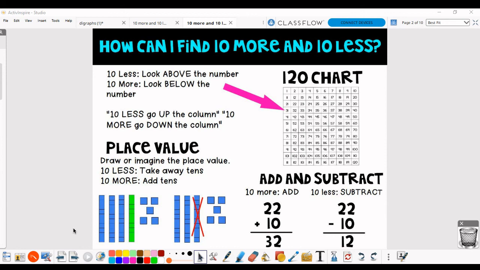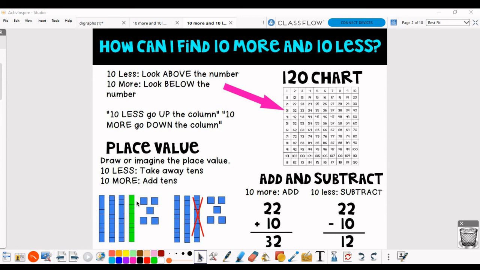Another way is with place value. Every number has a place and a value. And we represent this value with base 10 blocks. So you can draw your base 10 blocks to show your number. And to find 10 less, you take away a 10. And to find 10 more, you just add a 10. Shown in these pictures below.